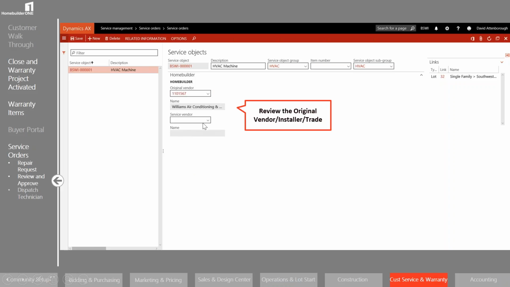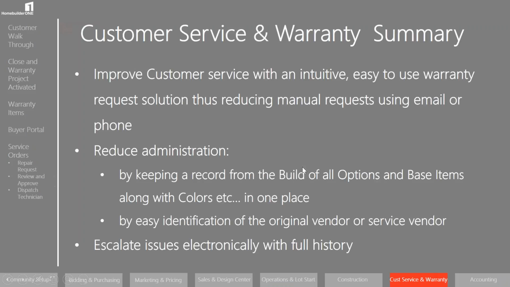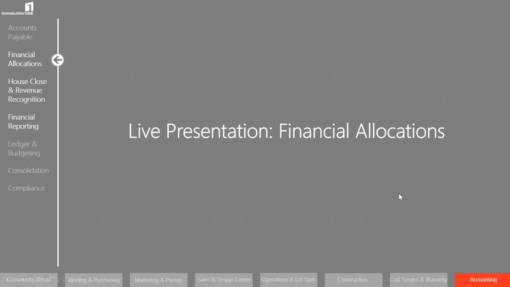So at any time, the customer care technician can very quickly get to the right information against that particular lot. A whole host of reducing administration. We can escalate issues electronically. We can use workflow to allocate maybe to the superintendent responsible for that job.